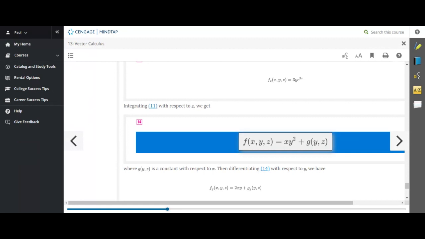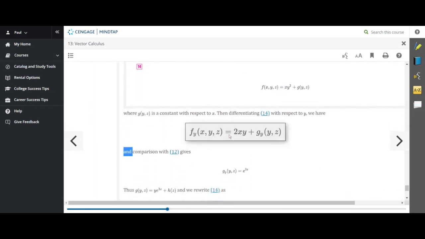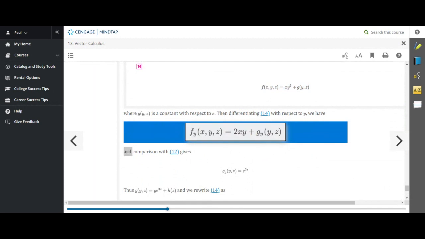Then you're going to differentiate that function with respect to y. When you differentiate that function with respect to y, you get the partial derivative of f with respect to y equals 2 times x y plus the partial derivative of g with respect to y. You compare that with the partial derivative given above in the problem, and you'll see that the partial derivative of g with respect to y is equal to e to the 3z power.